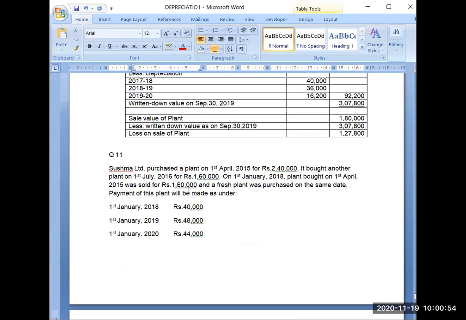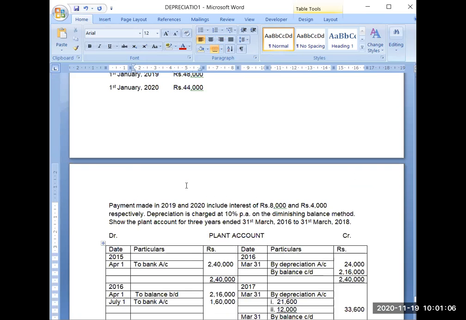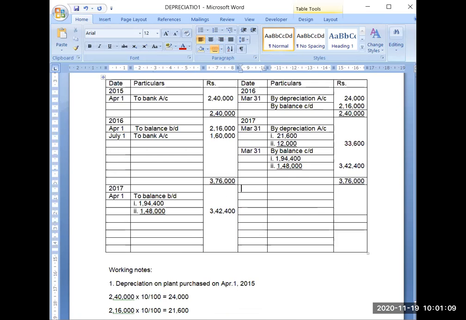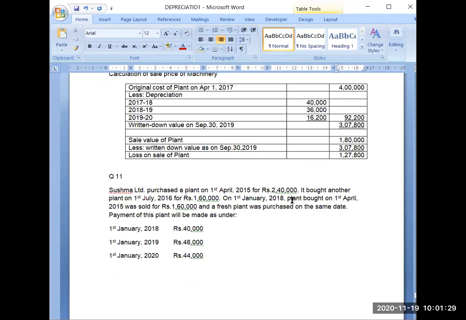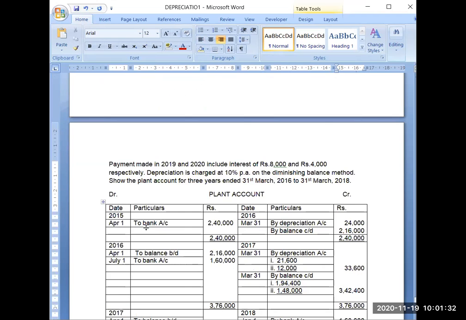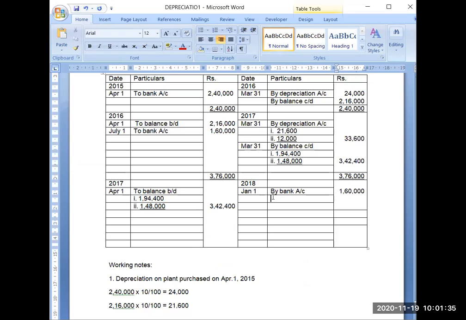Now see the transaction done in 2017-18. On 1st January 18, you have sold out a plant for rupees 1,60,000. January 1, by bank account 1,60,000. And because this plant was purchased on April 1st, 2015, so this is the first plant, so we will charge depreciation on that.